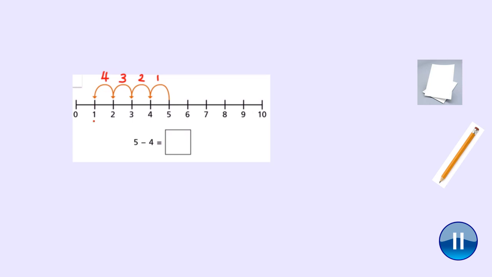They landed on 1. So the answer is 1, and you should have written 1 in the box for the number sentence to say 5 subtract 4 equals 1. If you did, give yourself a tick. If you didn't, don't worry, write the answer underneath.